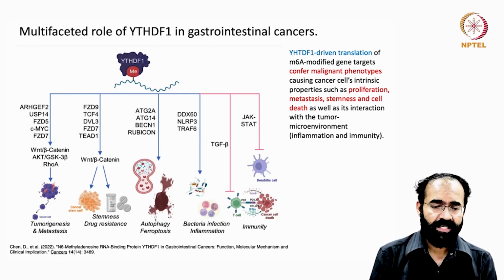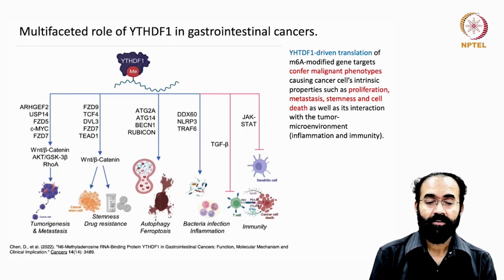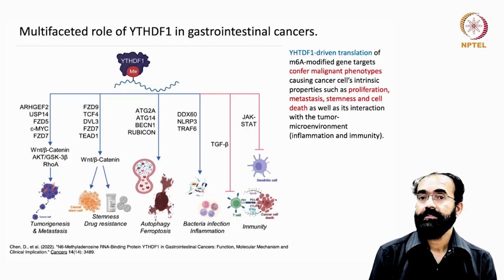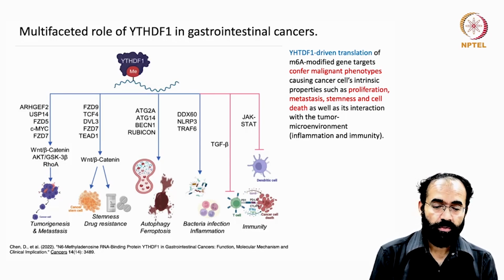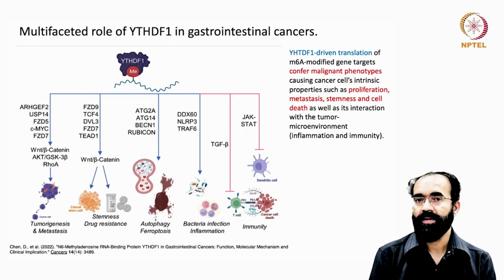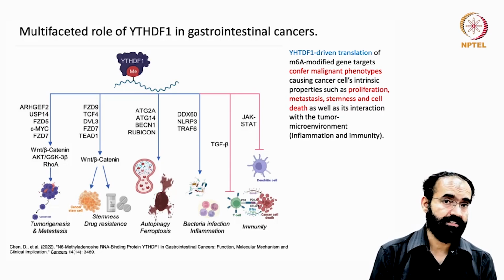Another example is that FZD9, TCF4, DVL3, FZD7, TED1, these proteins have this methylation and it is detected by the YTH domain family containing protein, that is YTHDF, which means YTH domain family protein. So they can stabilize the Wnt beta-catenin and can lead to stemness and also drug resistance in case of various cancers. Stemness here, what we are referring to is cancer stem cell.